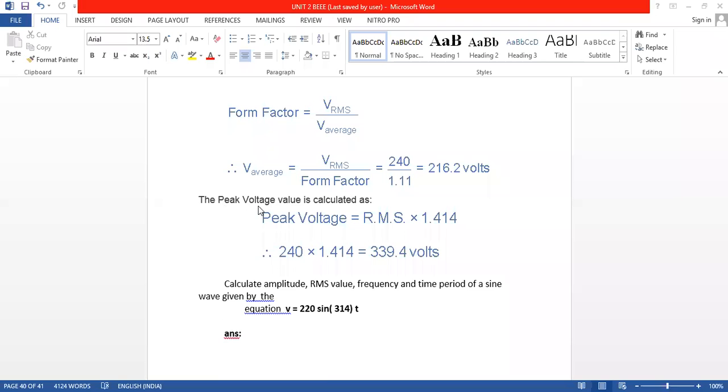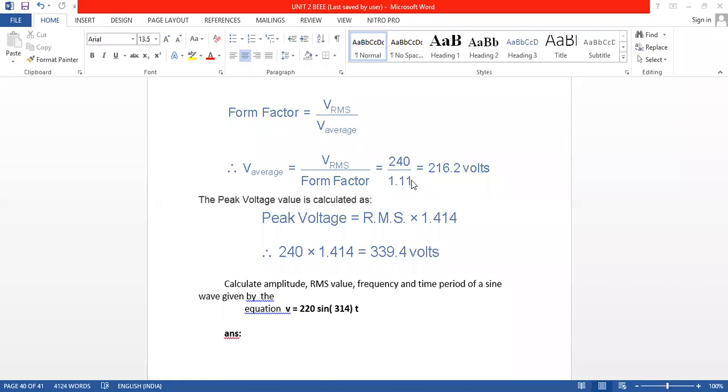What is the next value? They have asked for the peak voltage, or maximum voltage. What is the formula? Peak voltage equals RMS voltage into 1.414. What is this 1.414? It is the peak factor. In the first unit, I gave the definition of peak factor: peak factor equals peak voltage by RMS voltage. Simply remember the peak voltage formula and the average voltage formula.